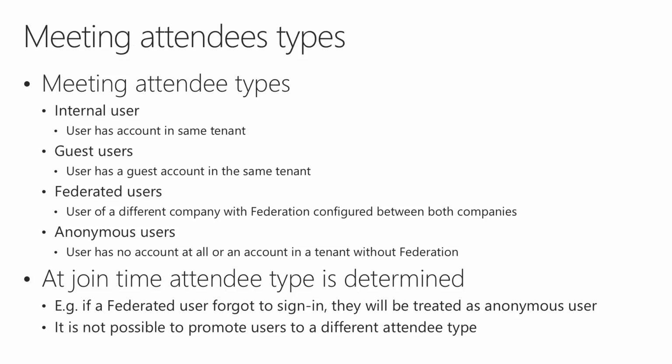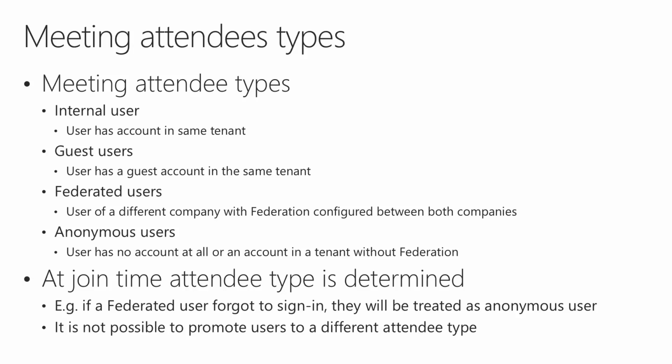Federated users are users of a different company where you have federation configured between both companies, and both companies are using Teams. So Contoso invites someone from Litver Inc. to a meeting. They can join then as a federated user. And then finally, there are anonymous users. These are users who don't have an account at all or an account in a tenant without any federation configured.